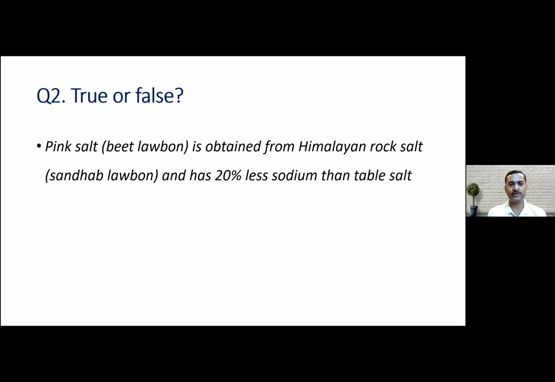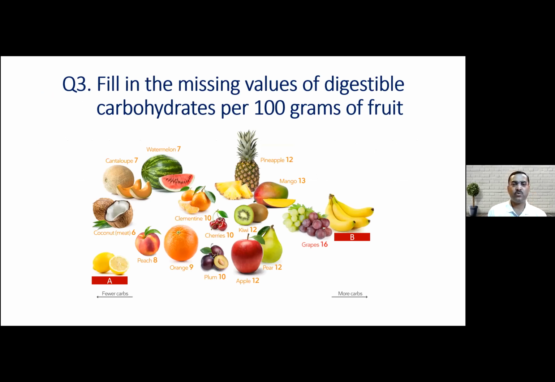So the next question. What you get to see on your screen are a variety of fruits. And beside the name of each fruit, the amount of digestible carbohydrate that is present in 100 grams of that fruit is written on your screen. For example, in watermelon, there are 7 grams of digestible carbohydrate per 100 grams of watermelon. So there are two parts of this answer.